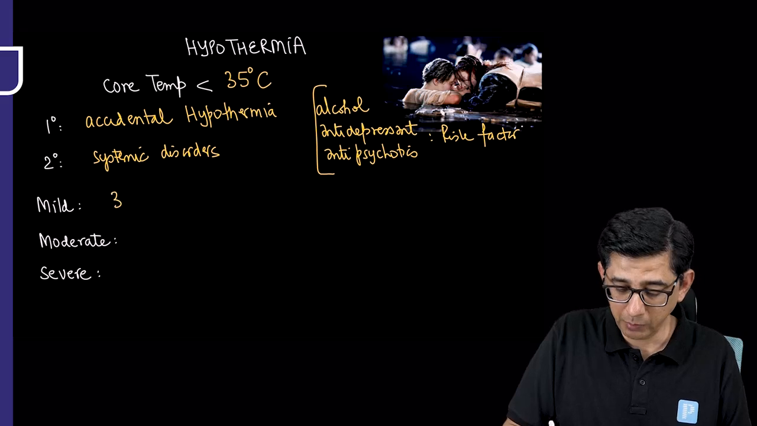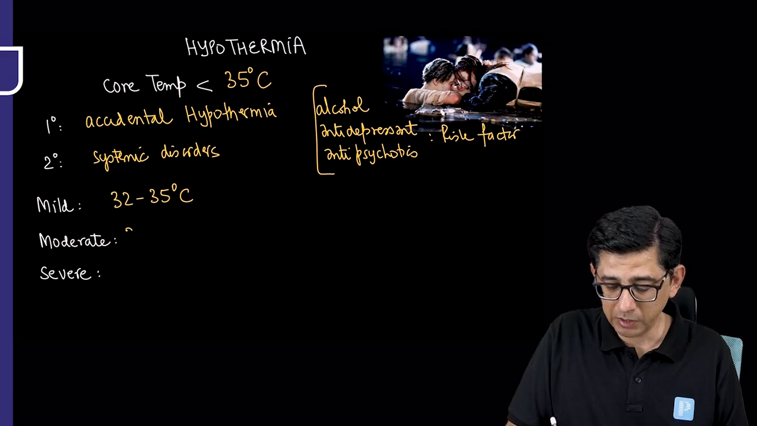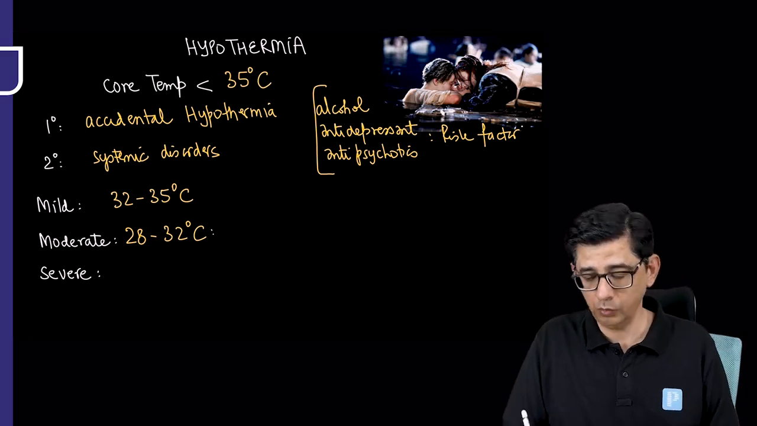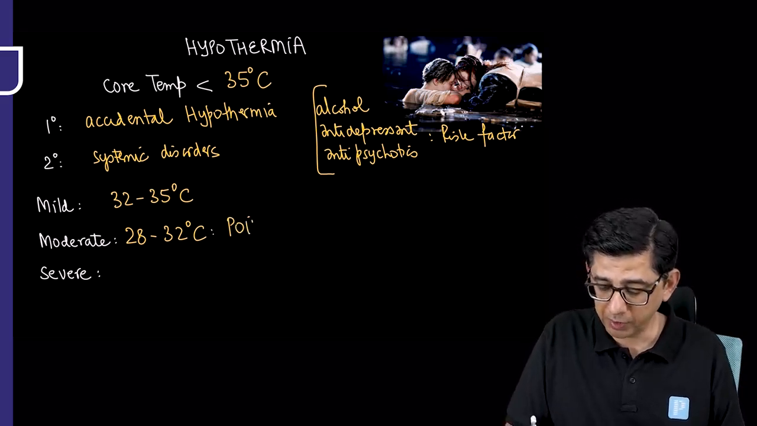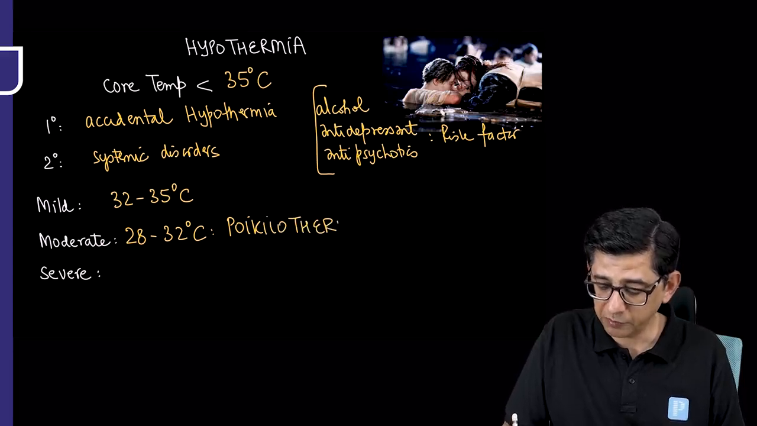Now for mild hypothermia, the cutoffs are 32 to 35 degrees Celsius, and anything which is less than 32 will cause altered mentation. In fact, you might get very peculiar reactions, like this person might start taking off his clothes.